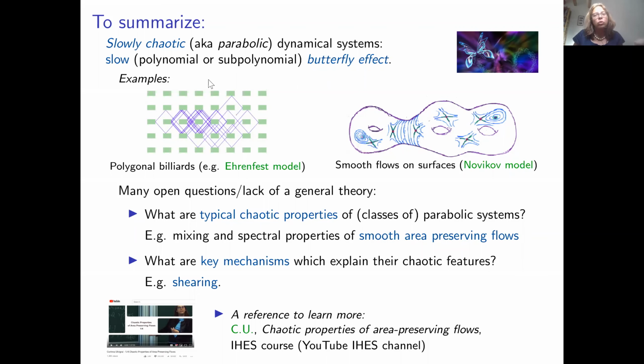Actually, mixing is also slow, so it's not exponential, but it's polynomial or subpolynomial.